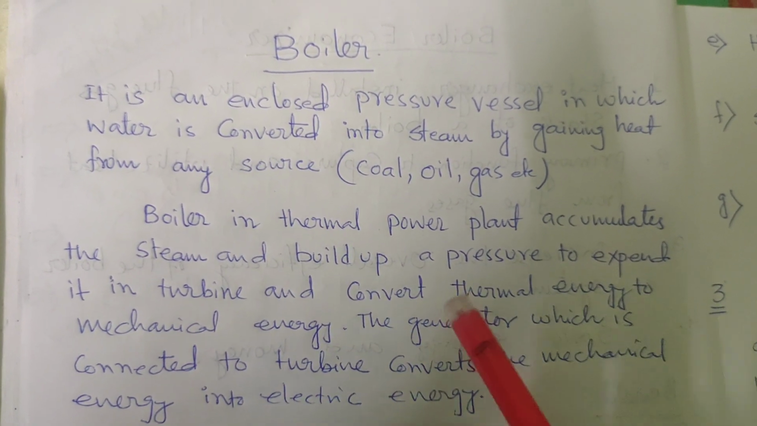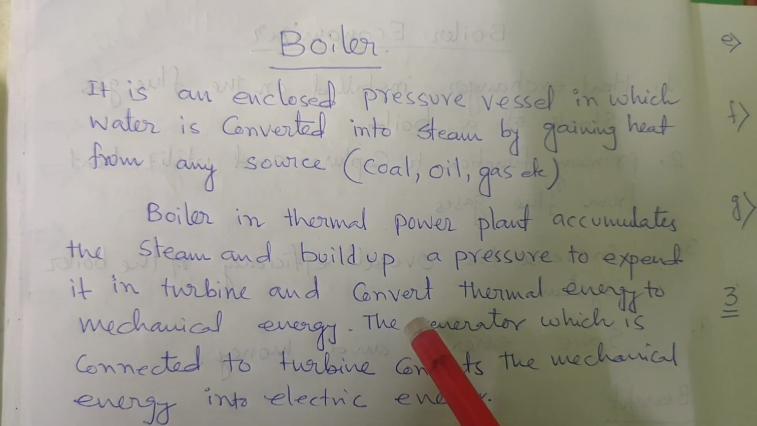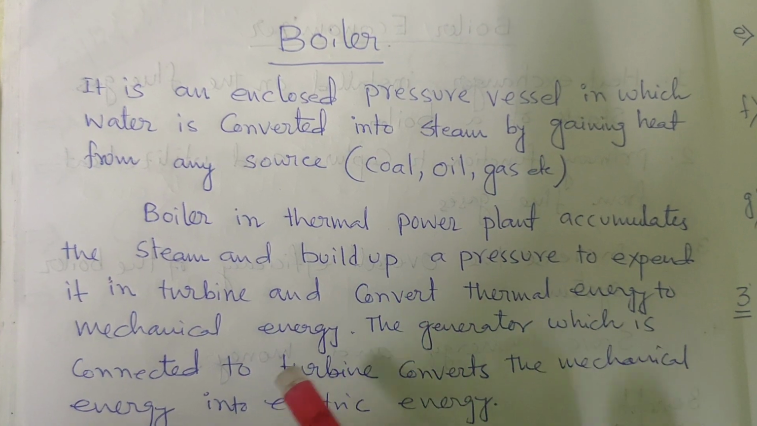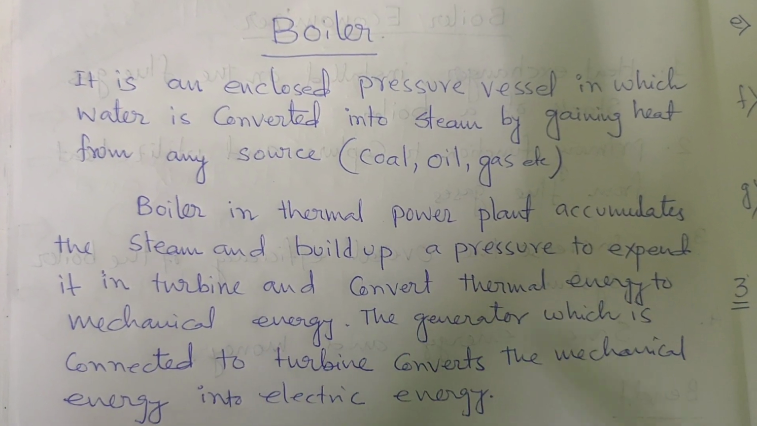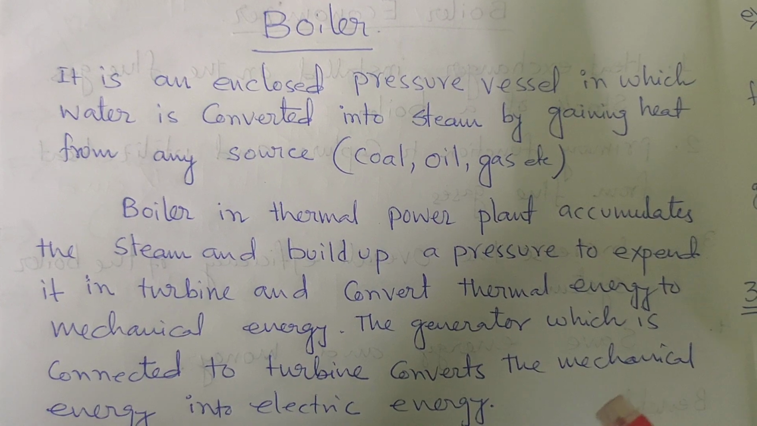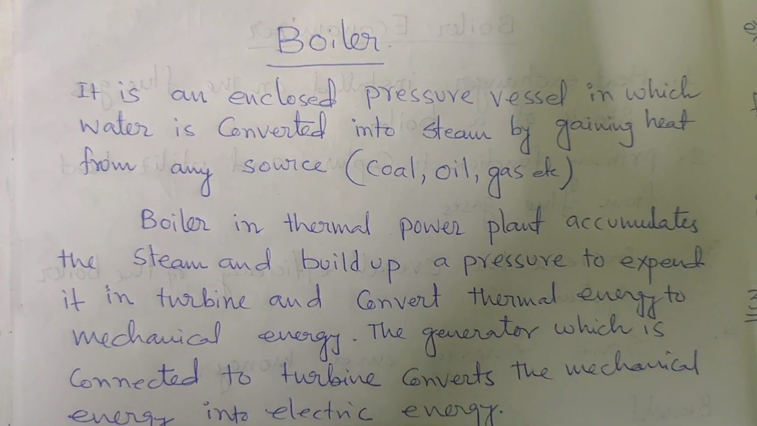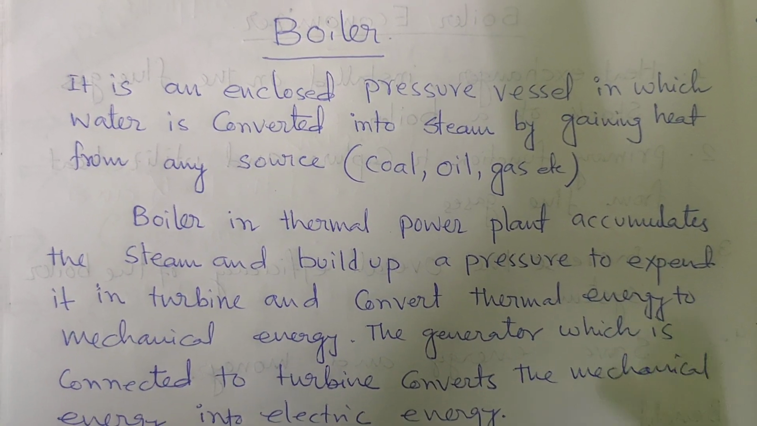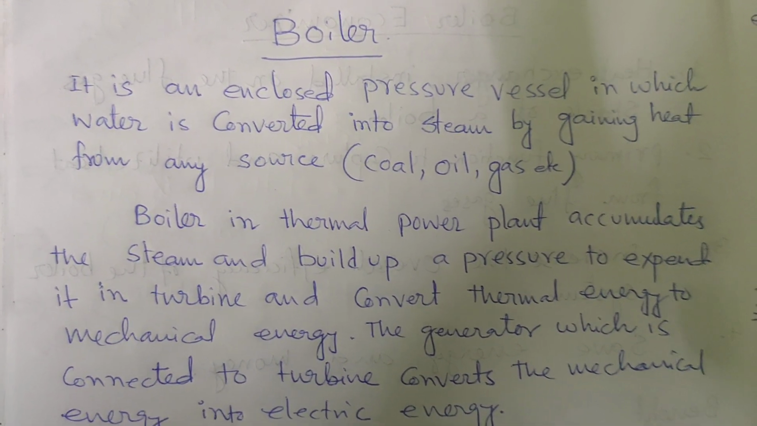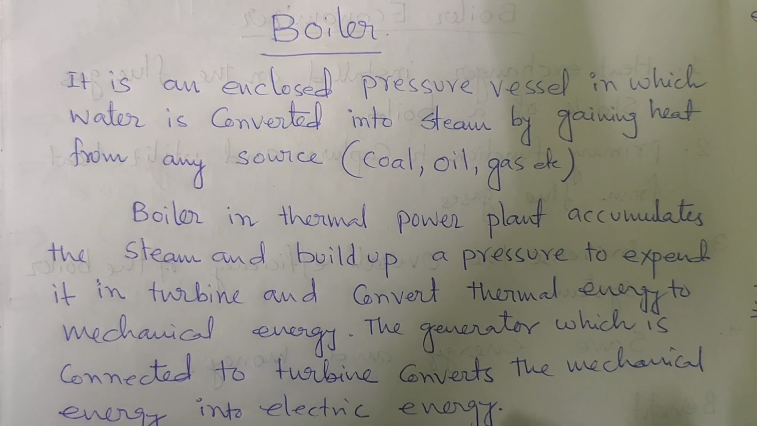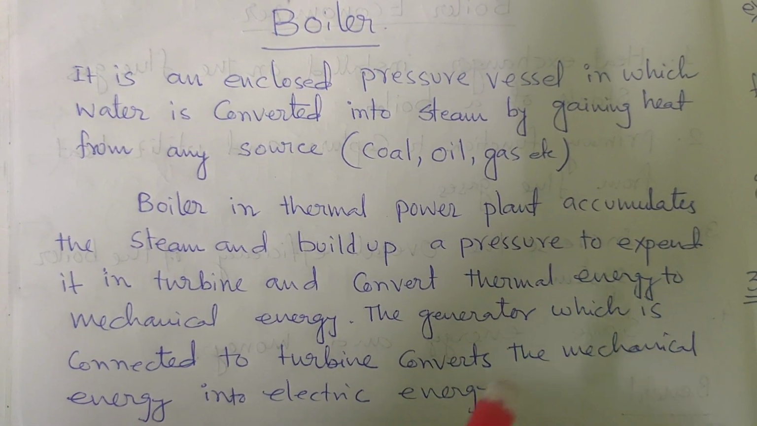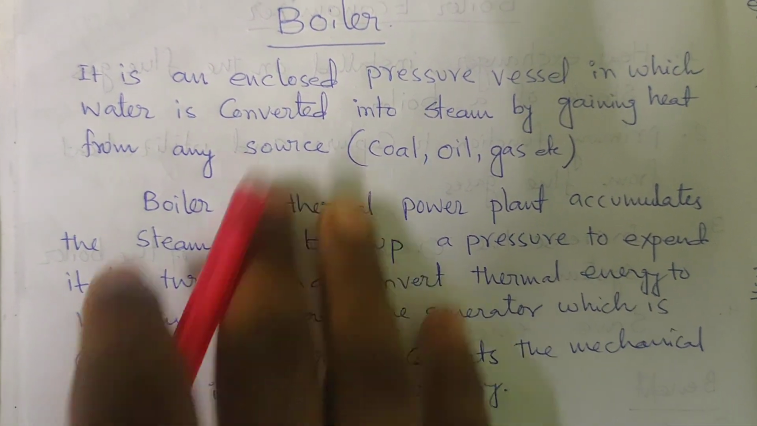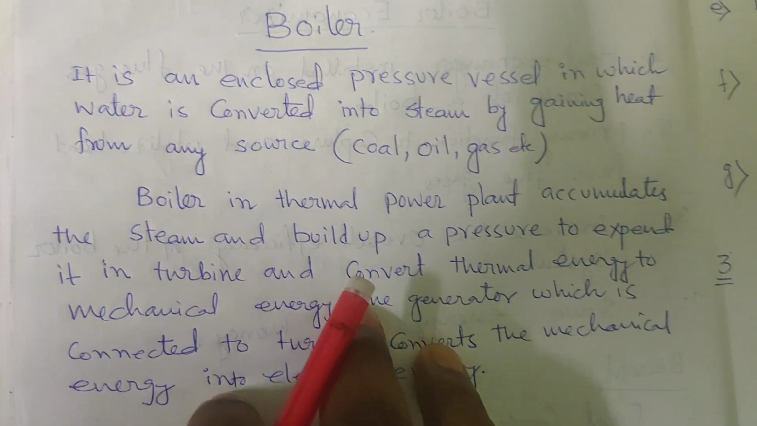So in the boiler, we are just providing some fuel and boiling the water, and the water is converting to steam. Steam is injected with the help of a nozzle to the turbine. The turbine starts to move, and this heat energy is converted to mechanical energy, and this mechanical energy is converted to electrical energy with the help of the generator. So this is the main funda of the boiler.